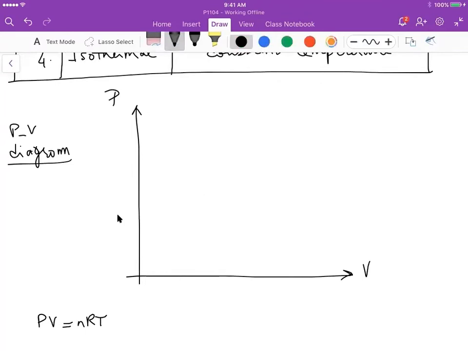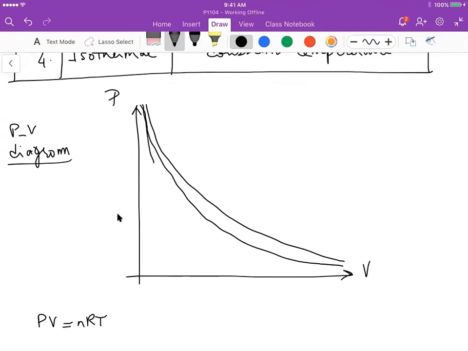Okay, start again. So this corresponds to a given curve like that. And also it corresponds to different curves that depend on the value of the temperature. So if we take different values of the temperature, that gives actually this kind of curves, which are close to each other in some places.